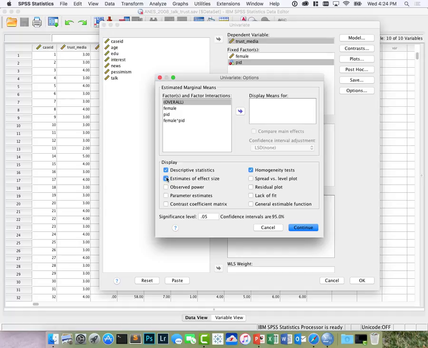Other things that you might want to get here: if you ask for parameter estimates, you actually get B's. Remember from regression analysis, you get B's, so you get coefficients. It dummy codes your factors for you in a way. But I've never found a good reason for that, other than if I didn't want to dummy code myself and just wanted to save some time and run regression, that would be one way you could do that.